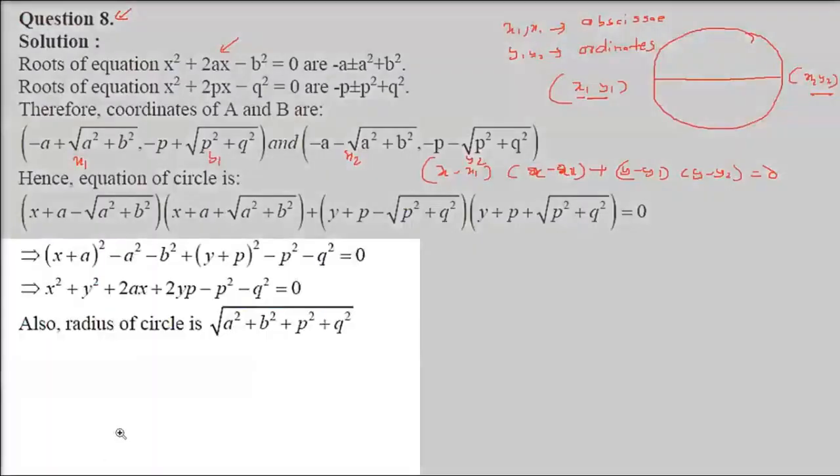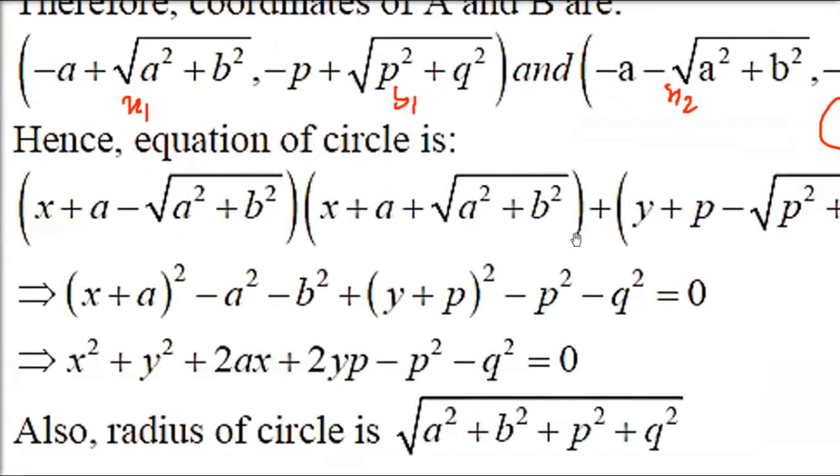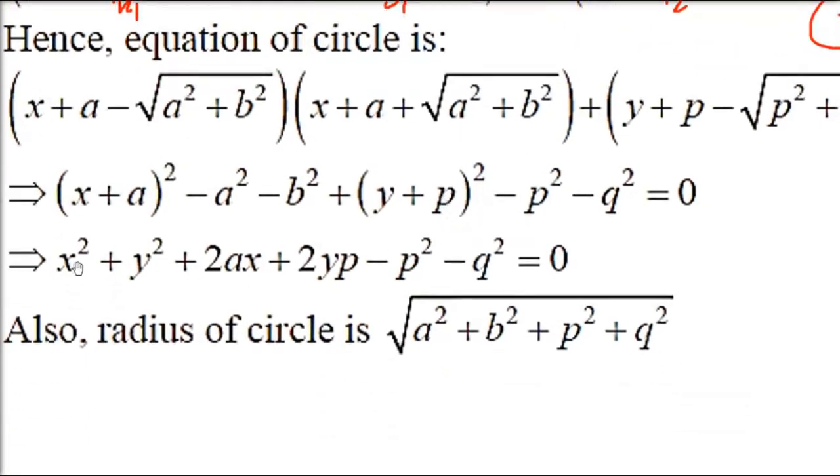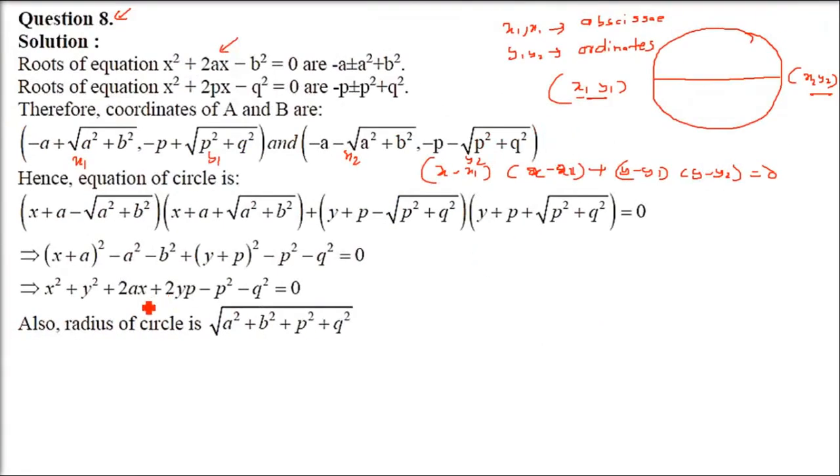So just solve it and resolve it. I hope this will take a bit of time. So the solution is in front of you and this final equation is going to come, right? And one more thing is given.